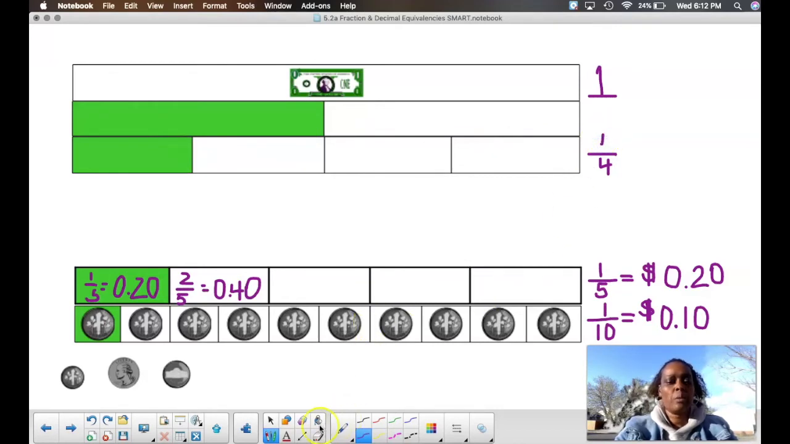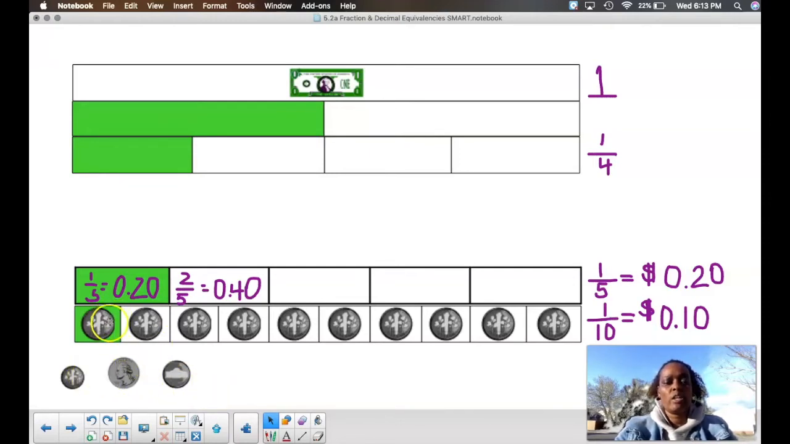So I want you to think about the money amounts, the coins that we have at the bottom. Keep in mind, we've got a dime, we've got a quarter, and we've got a nickel. I want you to think of which coin could we use 4 of to equal $1. Pause the video if you need a chance to think about that. Would 4 dimes equal $1? 4 quarters equal $1? Or will 4 nickels equal $1?